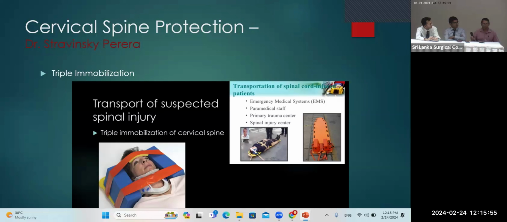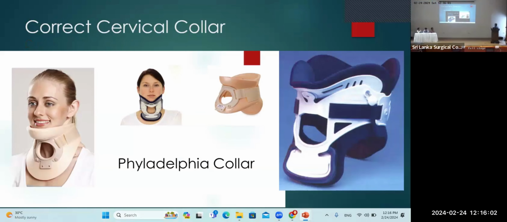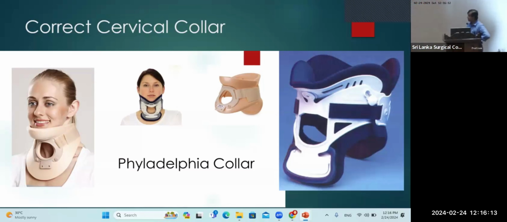Right. So that is the ideal way of triple immobilization. Then you need to have a cervical collar on. There are various cervical collars that we see. So what is the function of this collar, and how do you put it on and use it? It's a Philadelphia collar. The basis of the collar is that the patient won't have any flexion, extension or lateral movement. They'll be stable. So it should be applied in the shown way.